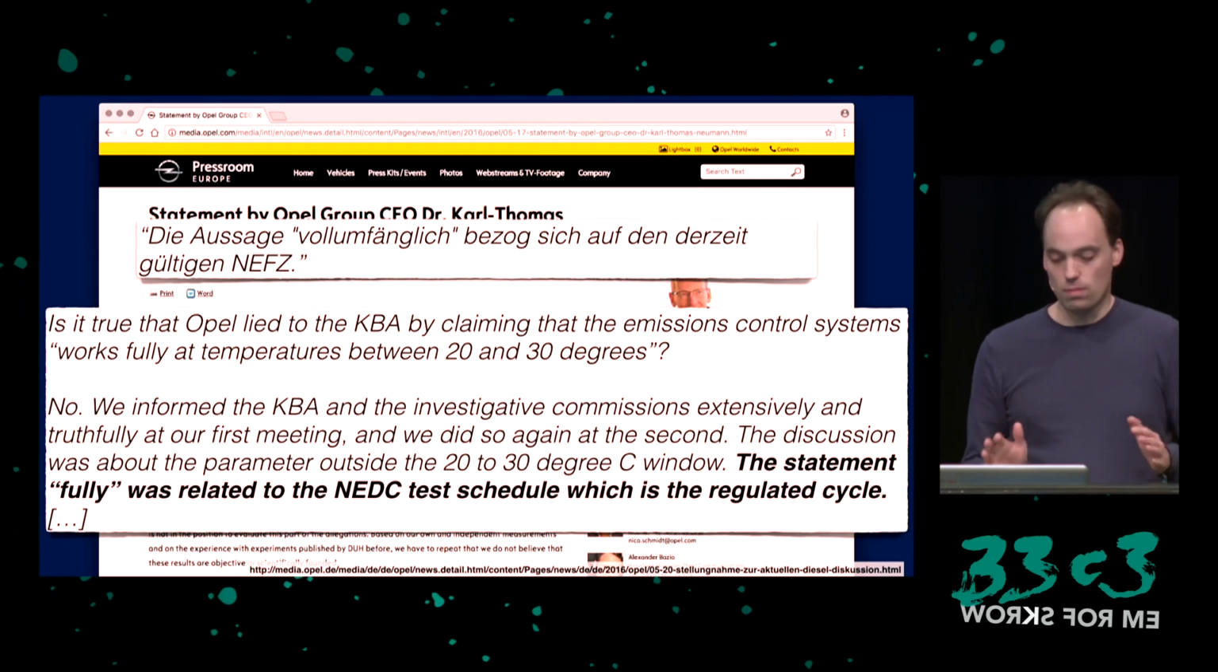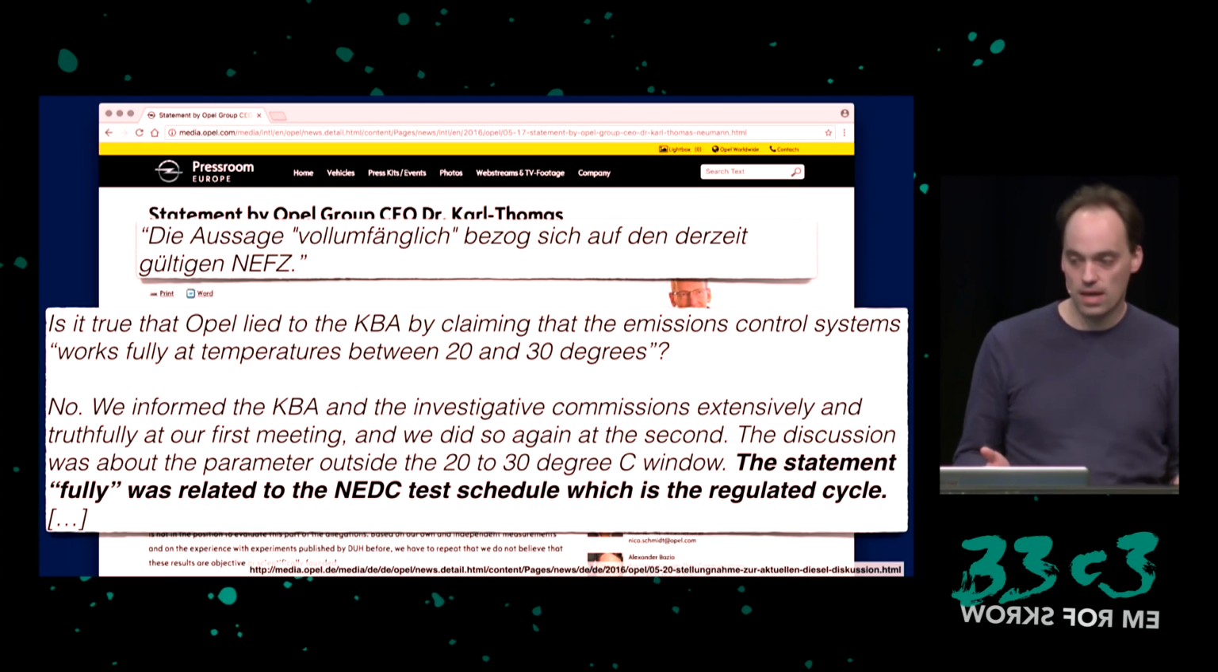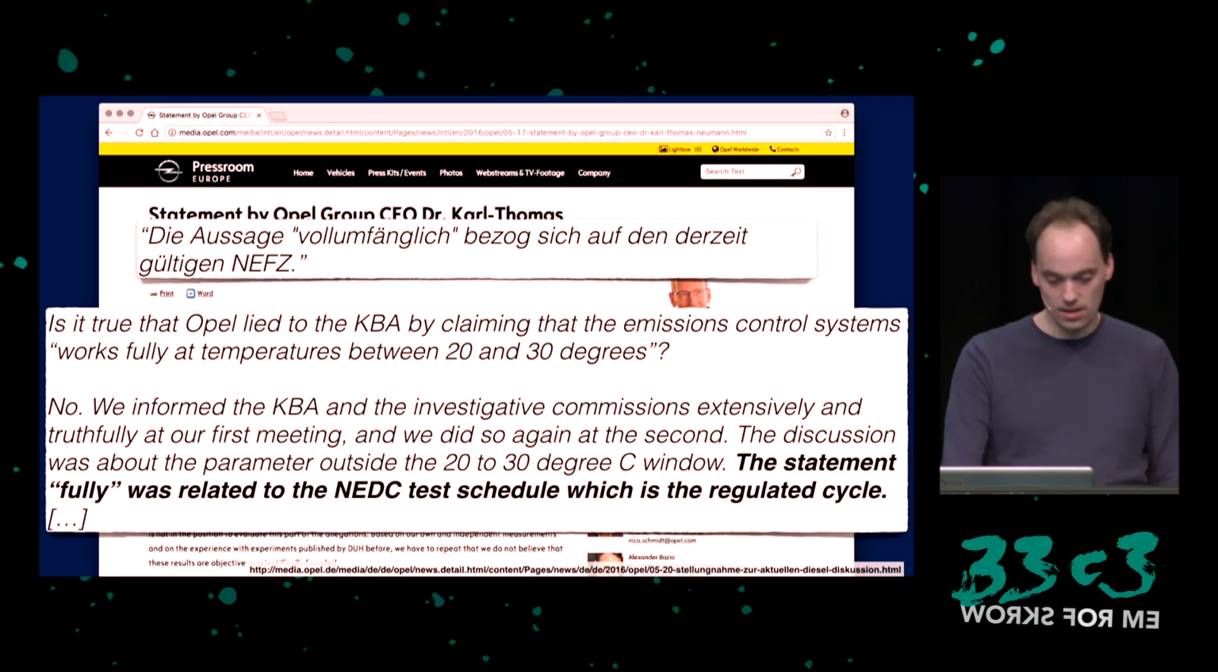And the Opel answer is really interesting. Of course, they denied doing a test cycle detection. They say they don't do that. And when asked whether they lied to the KBA when saying that it works to the full extent, they said, well, the statement was fully related to the NEDC test schedule, right? Which, yeah, okay.